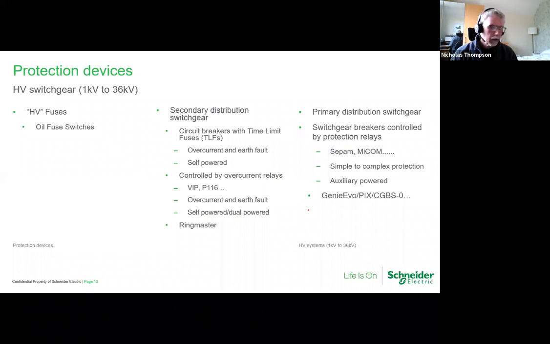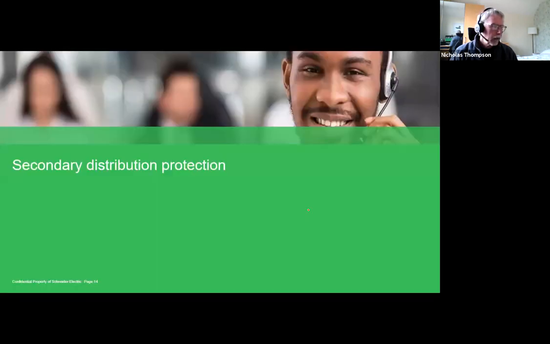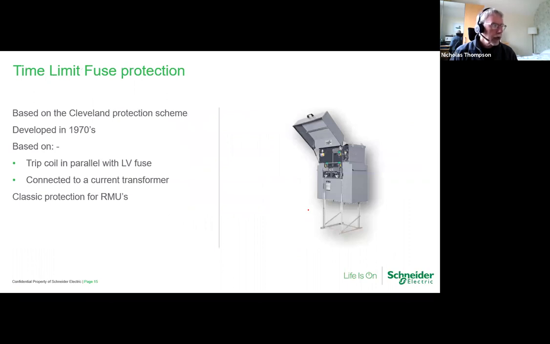Now, the most popular distribution network that I've come across is what's called an open ring. And in an open ring, we're going to be using ring main units, and that's where our simple protection is required, because quite often that ring main unit is going to be in a substation without an auxiliary supply. So the protection relay has got to work by itself and be powered purely from the CTs within the ring main unit.